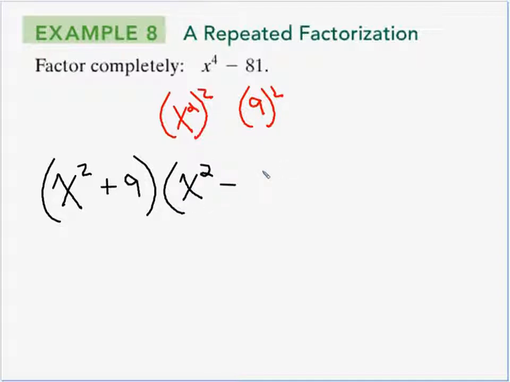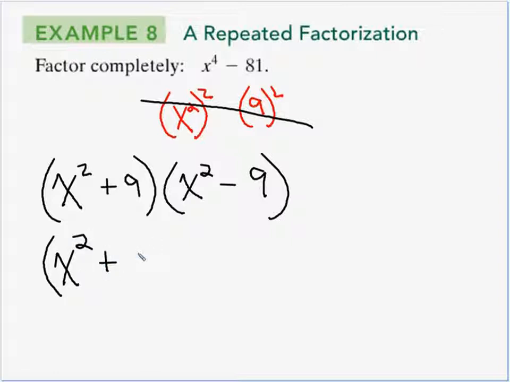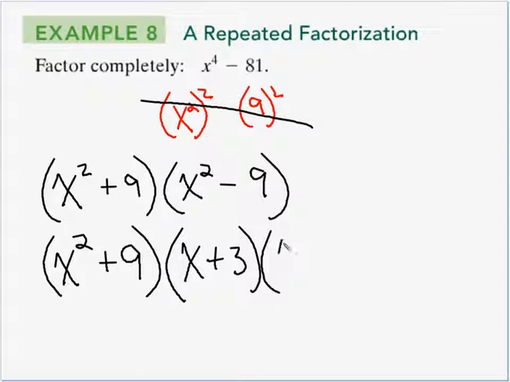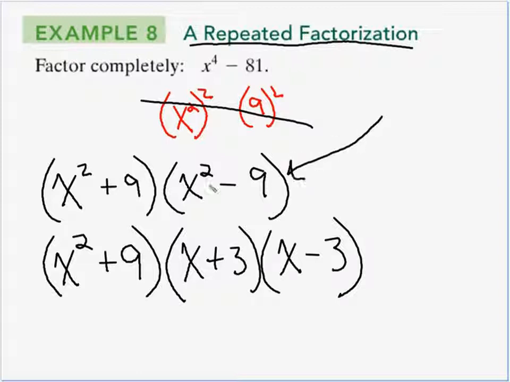And is that the end of the problem? No, it is not. Because again, here we have a difference of squares. I'm going to bring down this x squared plus 9. There's no way we can factor that. But x squared minus 9 is also a sum and a difference, an x plus 3 and an x minus 3. So that was a repeated factorization. We factored it once, and we were left again with a difference of squares, and we factored that difference of squares yet again.